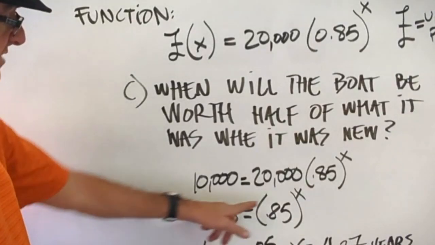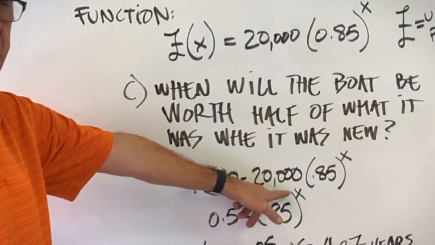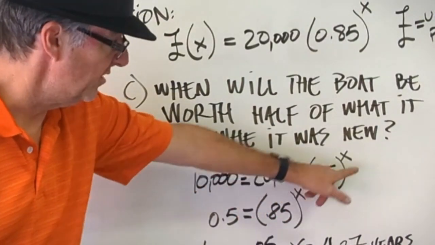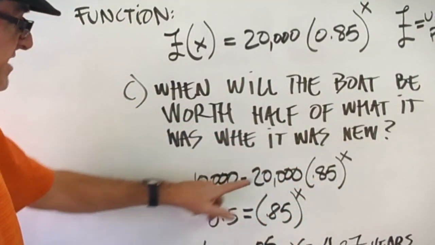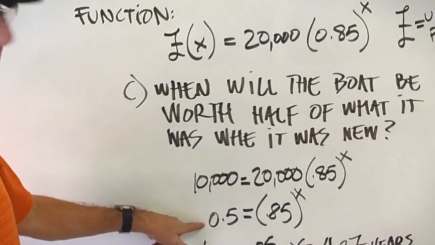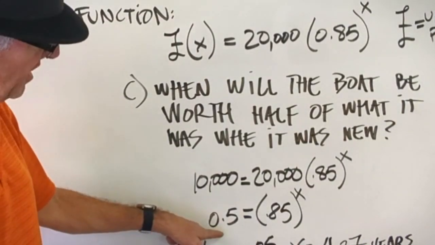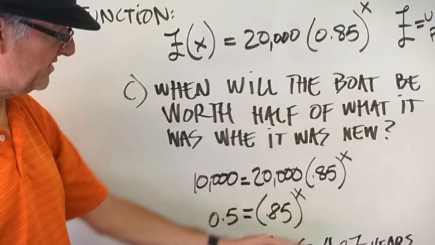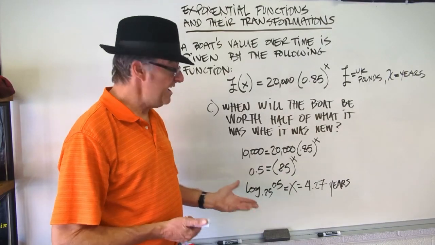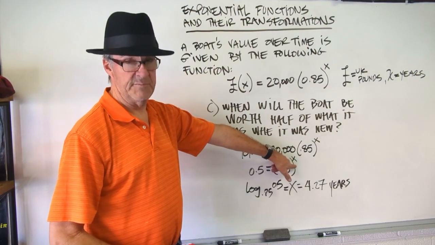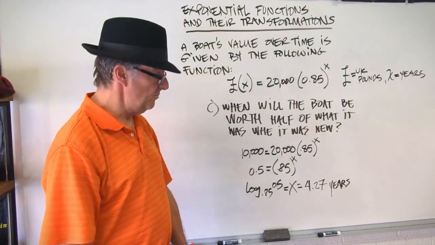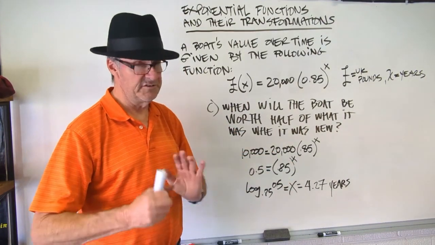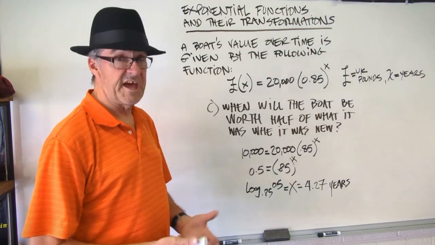Okay, so I need to divide my 20,000 away so I can just have my exponential term here. So I just divided 10,000 by 20,000. That's 0.5. So I have 0.5 equals 0.85 to the X. Now, there's no algebraic way to solve for a variable in the exponent. You can't do that. So what we use for that is logs.